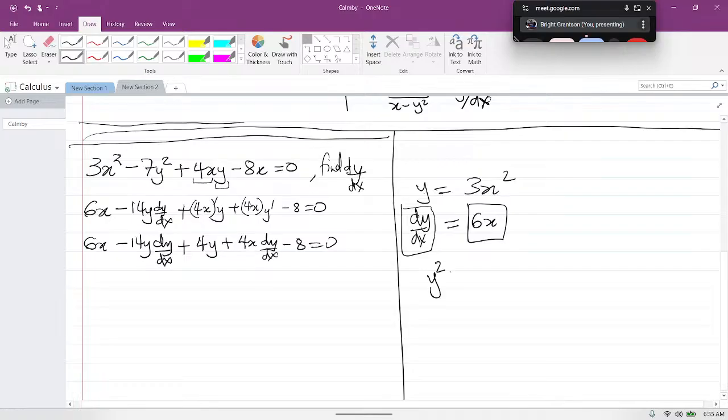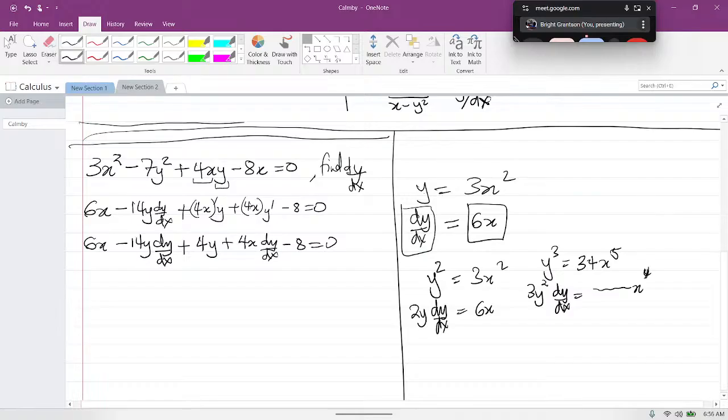So if it is y squared equals 3x squared, you differentiate y, which is what? 2y. Then you attach the dy/dx, divided by dx, is equal to 6x. Okay. y cubed equals something, 4x plus 5. It becomes 3y squared, then you attach the dy/dx. So anytime you differentiate y, you get the dy/dx.